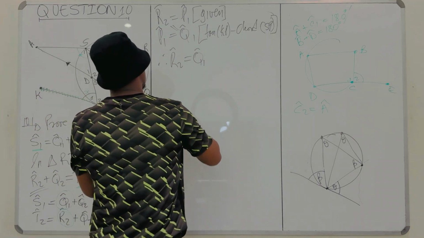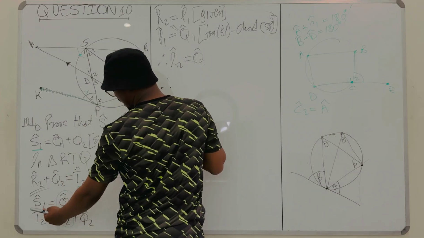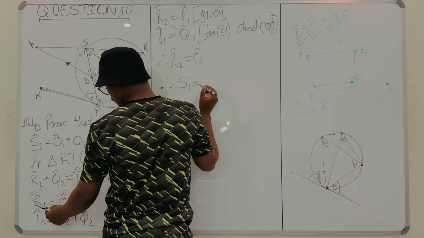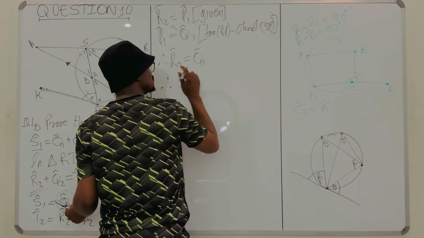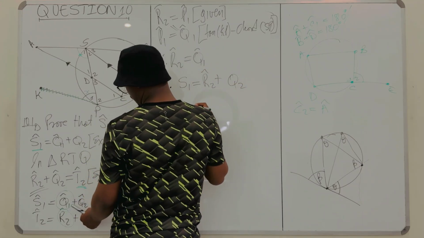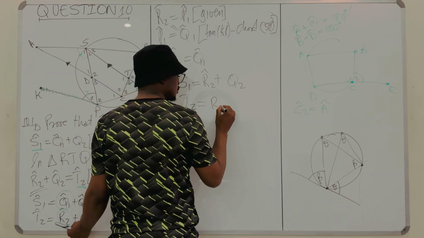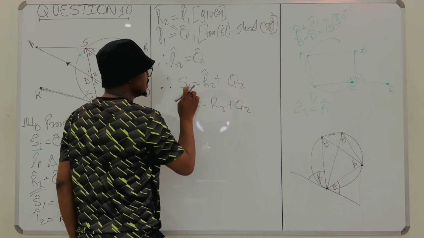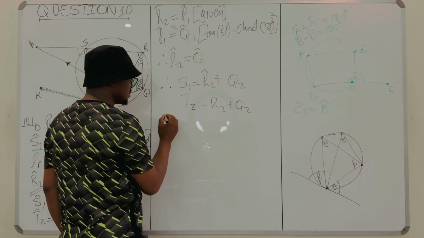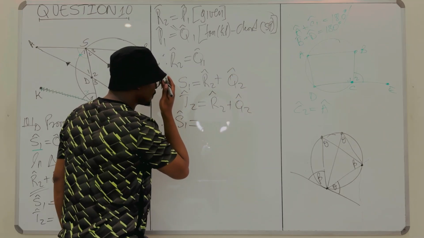Therefore, I'll write this: S1 is equal to Q1. What is your Q1? Your Q1 is equal to R2, so S1 is equal to R2 plus Q2, right? And then your T2 is equal to R2 plus Q2. This is equal to this, and this same thing is equal to that, so these two things are equal in a similar way. Therefore your angle S1 is equal to your angle T2.